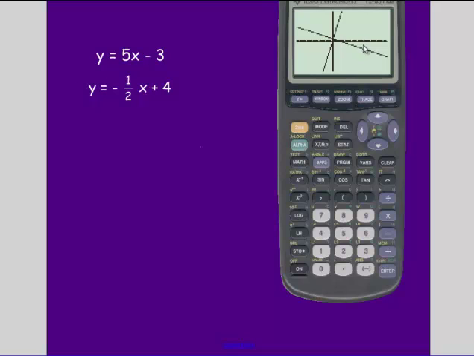Now, all I'm really interested in here is the intersection. I don't really need to zoom in because the calc function is going to work just as well, whether I'm zoomed in or zoomed out. Just got to get near that intersection. That's probably good enough.